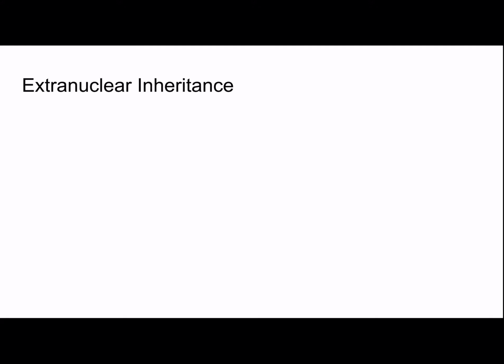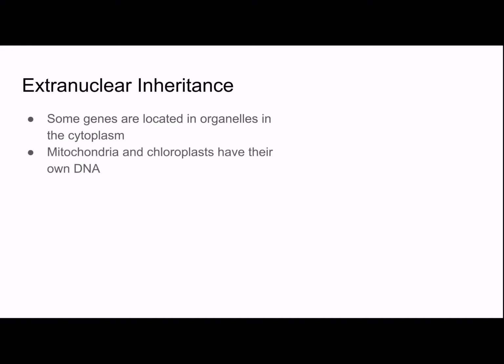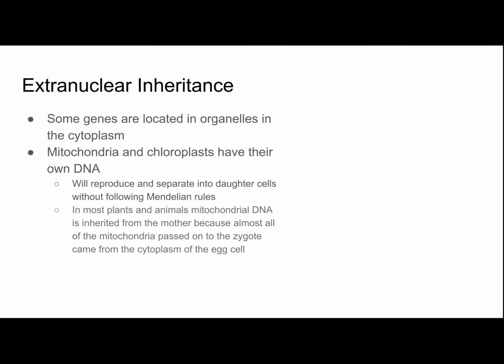Extranuclear inheritance. Some genes are located in organelles in the cytoplasm. Remember that mitochondria and chloroplasts each have their own DNA. They will reproduce and separate into daughter cells without following the Mendelian rules of inheritance. In most plants and animals, mitochondrial DNA is inherited maternally from the mother because almost all of the mitochondria passed on to the zygote came from the cytoplasm of the egg cell.